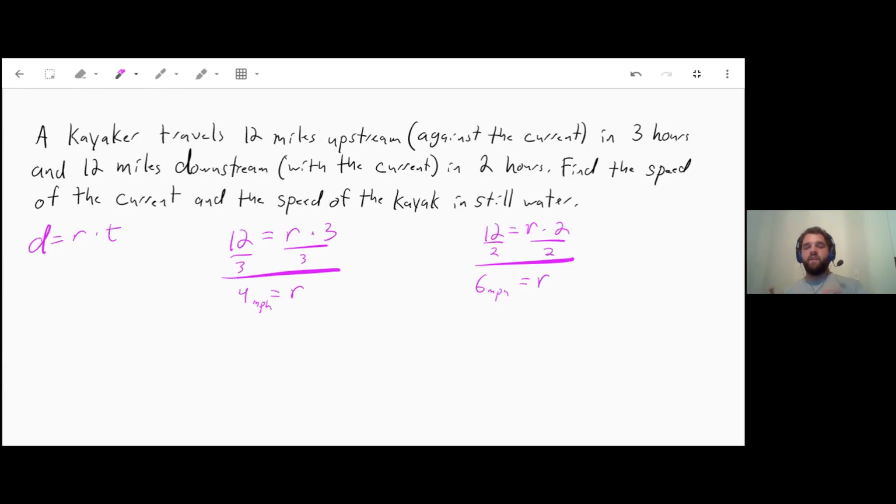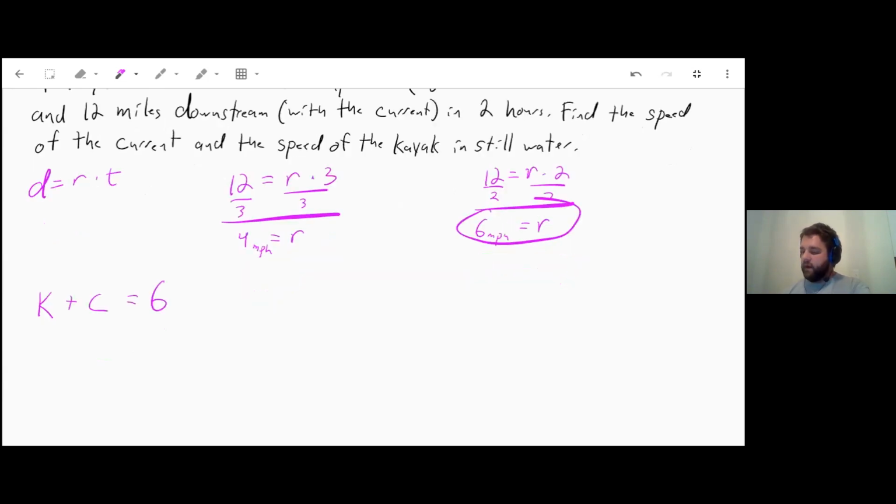The second part is trying to separate the speed of the current from the speed of the kayak if it wasn't in the current. If you are going with the current, there is the speed of the kayak, which we'll call k, plus the speed of the current, c. They add together to give you your total speed when you're going with the current. So the speed of the kayak plus the speed of the current gives us our speed when you go with the current, which was that higher speed, 6 miles per hour.